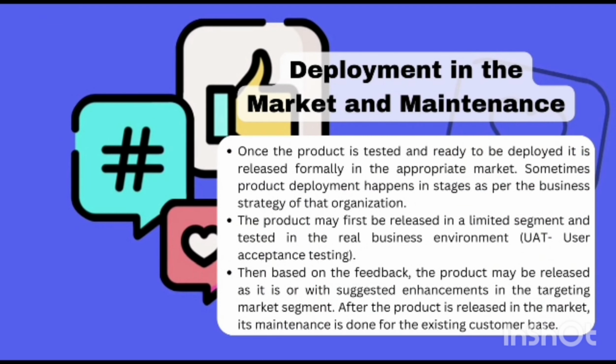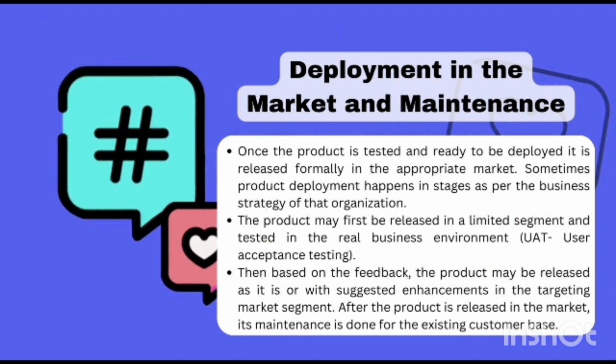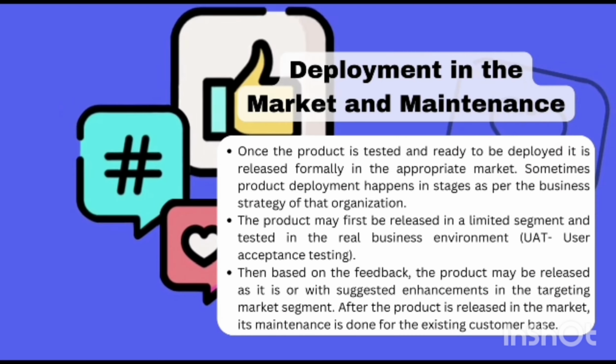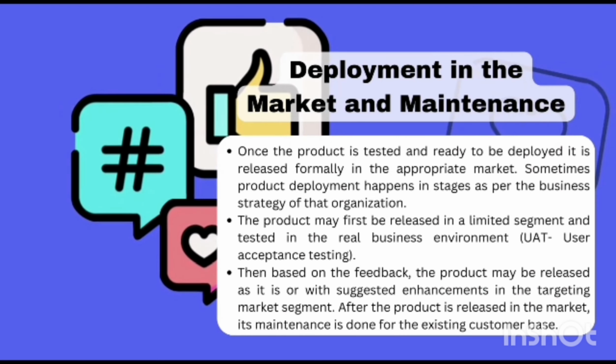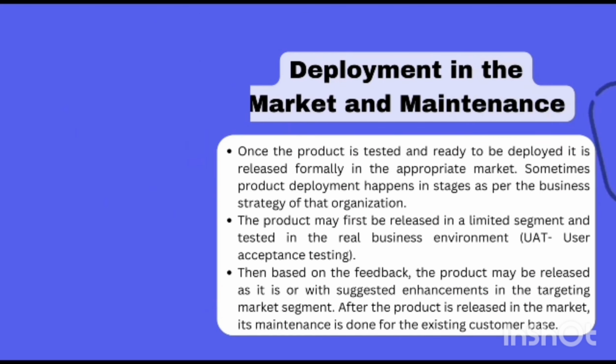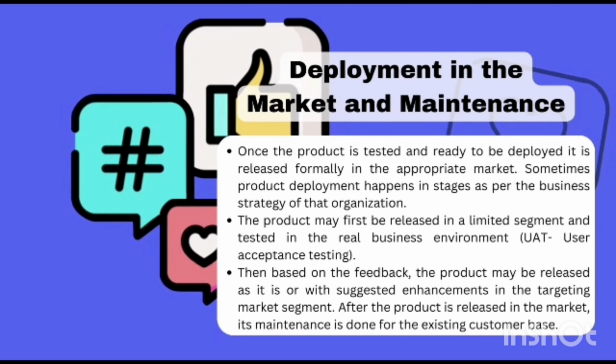And now this last stage. Stage 6, deployment in the market and maintenance. Once the product is tested and ready to be deployed, it is released formally in the appropriate market. Sometimes product deployment happens in stages as per the business strategy of that organization.